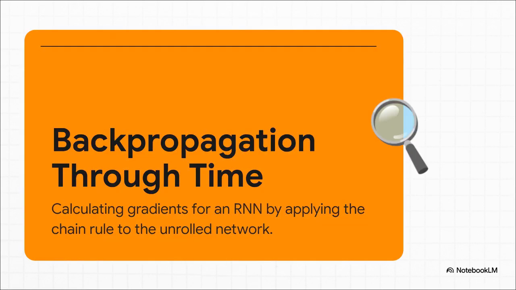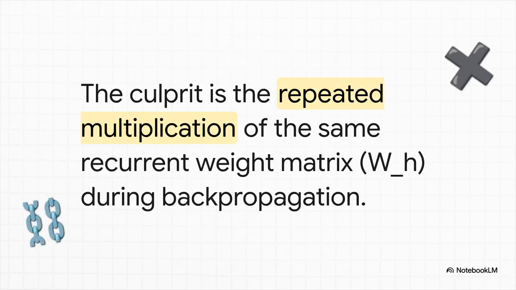Now, don't let the name intimidate you. BPTT is just the backpropagation you already know, but applied to that unrolled network we just saw. You calculate the error at the very end of the sequence. Then you pass that error signal backwards through every single time step. And because the weights are shared, the gradient signal from every step gets added together to calculate one final collective update. But here's where things get a little dicey. This journey backward in time is a perilous one for our gradient. Why?